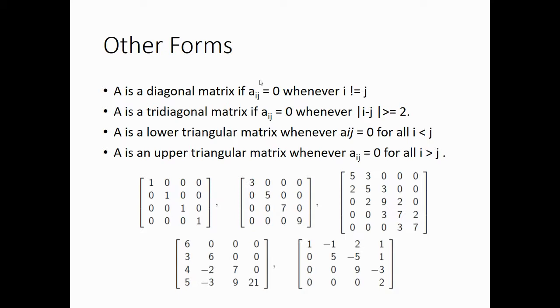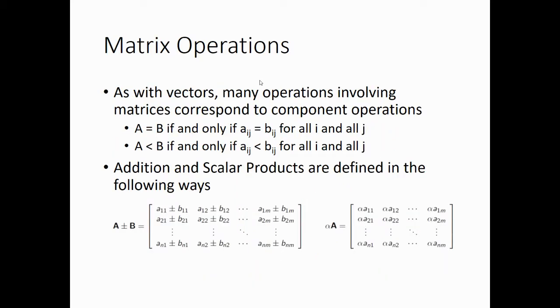And so pictured here are the identity, diagonal, tridiagonal, lower triangular, and upper triangular. All of these have efficient storage forms and solution strategies that can assist us in solving things. As with vectors, many operations involving matrices correspond to component operations.